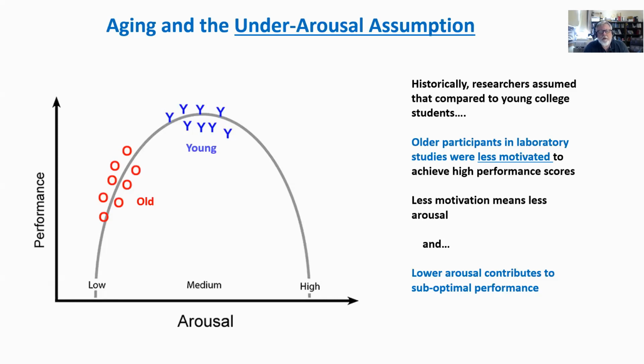So for many years, it was assumed that the learning differences and other types of performance differences we see in older persons coming to the laboratory to be evaluated were due to arousal, such that older people were undermotivated, they were under-aroused, and they would fall in this low arousal, low performance part of the Yerkes-Dodson curve, and that young people were optimally aroused and therefore would perform optimally. So we would call this the under-arousal assumption: that older persons are less motivated, they don't try as hard, they don't work as hard in the experiment, and that contributes to them not doing as well as young people.